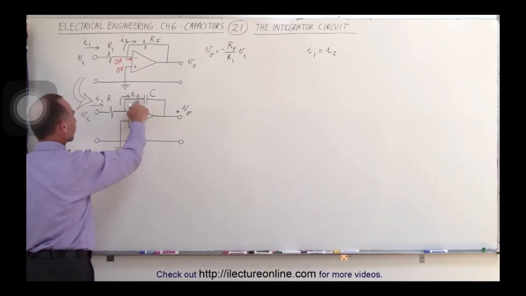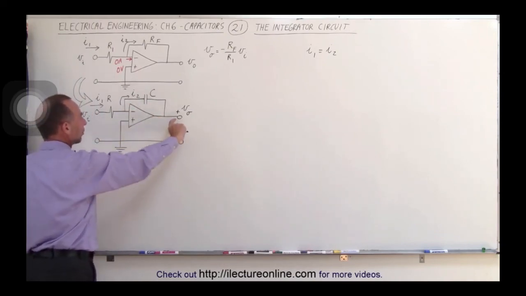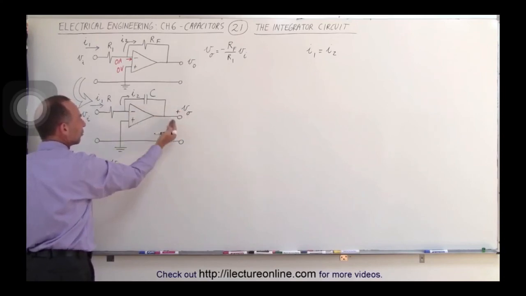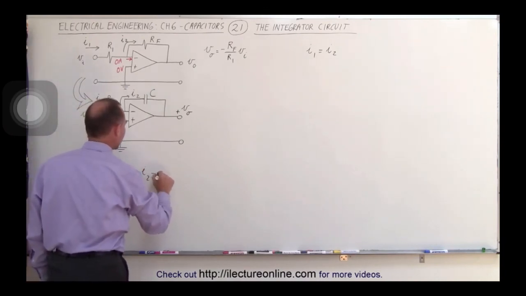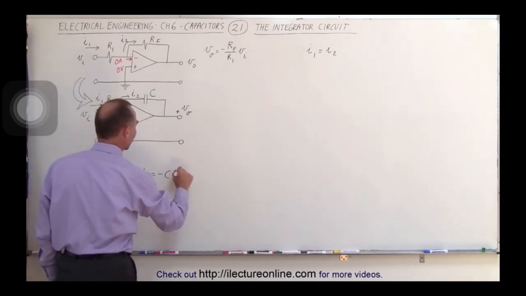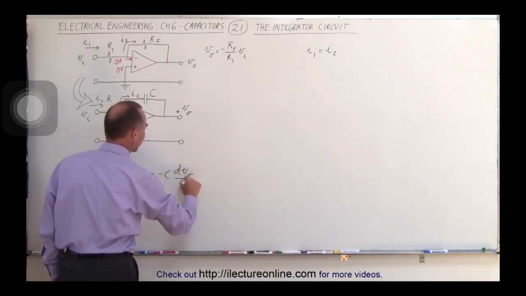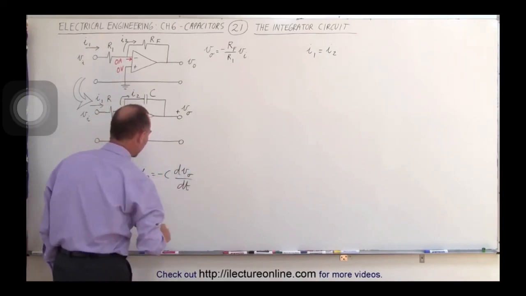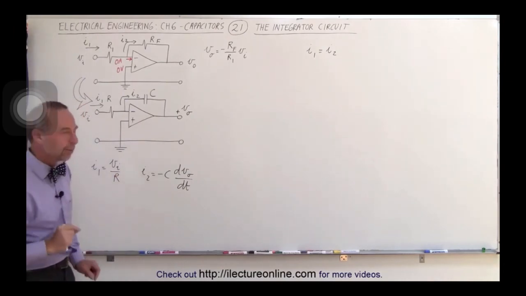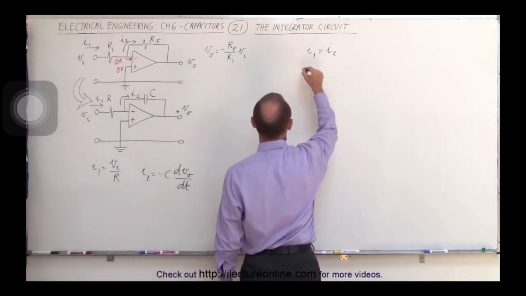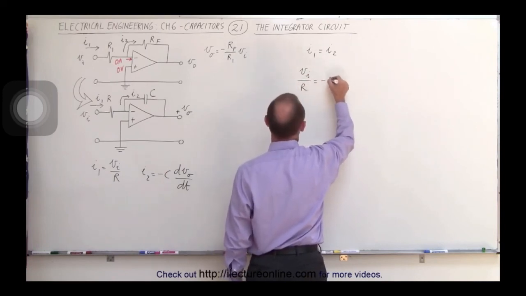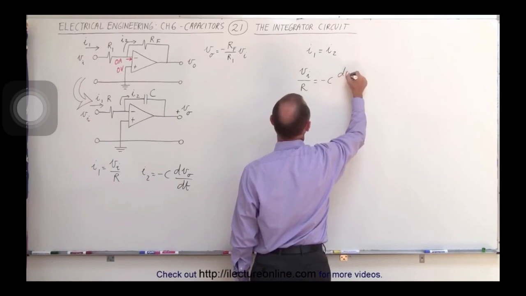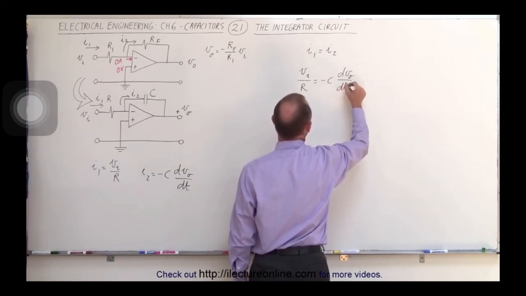And on the second current right here, from there to there, notice that we are assuming that this is a positive voltage. This is at 0, so in essence the current will flow in the opposite direction, which means that we can write I2 as being equal to minus the capacitance times the rate of change of the output voltage with respect to time. We can now set those two equal to each other and see what we get. Here we get V sub I divided by the resistance is equal to negative capacitance times dV out over dt.